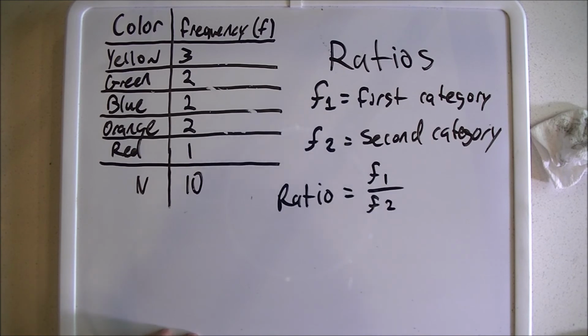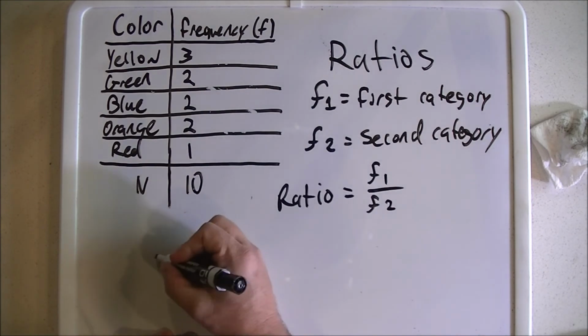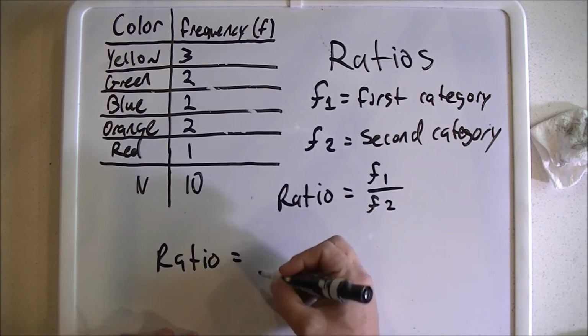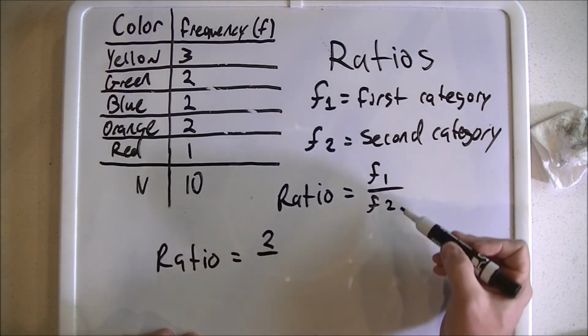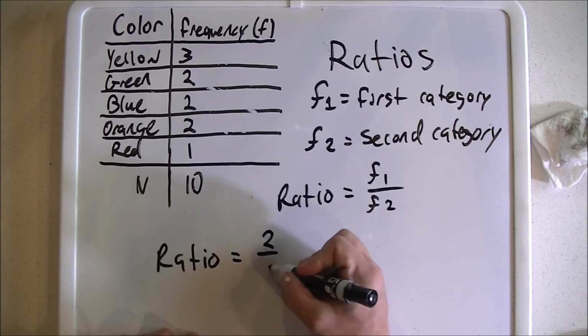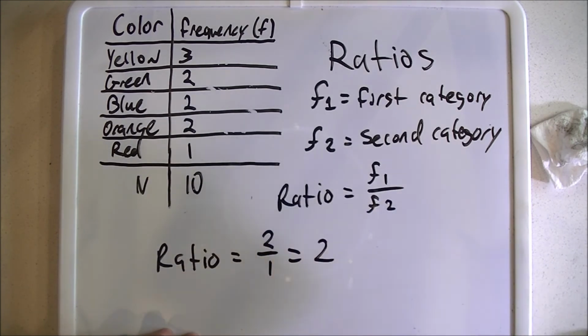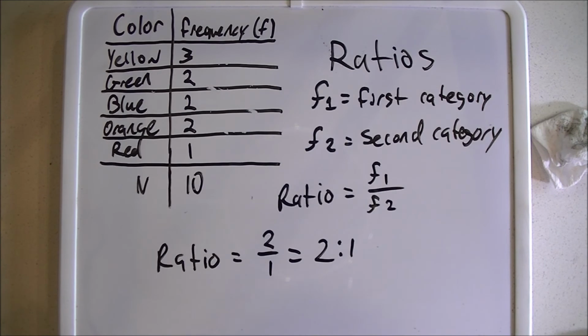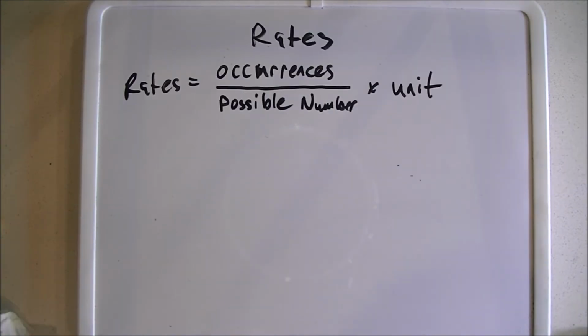So if we're interested in the ratio of blue M&Ms to red M&Ms, we'd plug in that formula. Ratio equals the frequency of the first category, so blue is 2, and the frequency of the second category, red, is 1. That equals a ratio of 2. Another way to put that is 2:1. So what this is telling us is that for every 1 red M&M in this pack of M&Ms, we should have 2 blue M&Ms. Finally, let's talk about rates.